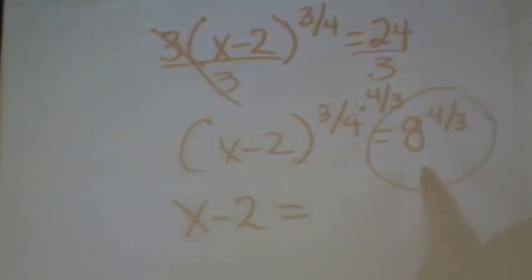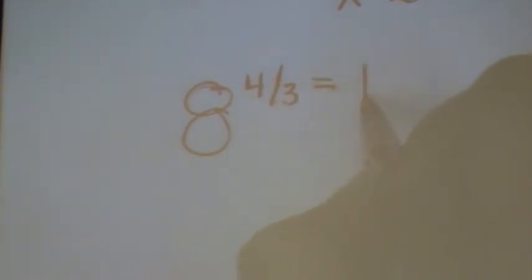Now there's 2 ways you can do it. 8 to the 4/3. Can you rewrite this as a mixed number? It's 1 and 1/3. So it's 8 times the cube root of 8. I don't like turning algebra into a mixed number. Well, you may not have a calculator. The cube root of 8 is 2, and 8 times 2 is 16.